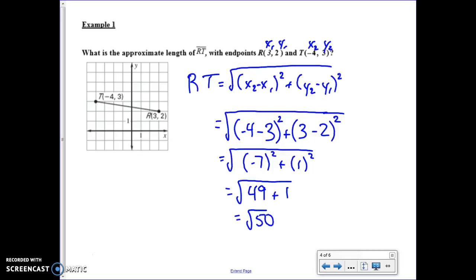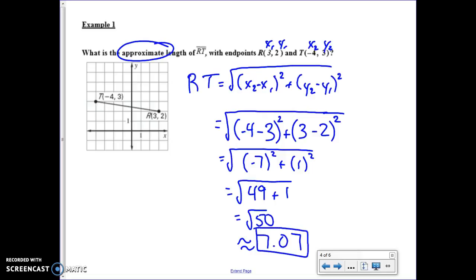Now, it's asking for the approximate. Anytime you see that word approximate, that means we want a decimal approximation. So you need to locate the square root key on your calculator and type in the square root of 50. The square root key on most calculators, you're going to have to hit the second button, and it's usually on the x squared key. So see if you can find that kind of check mark figure. The square root of 50 is about 7.07. So that's your approximate answer.